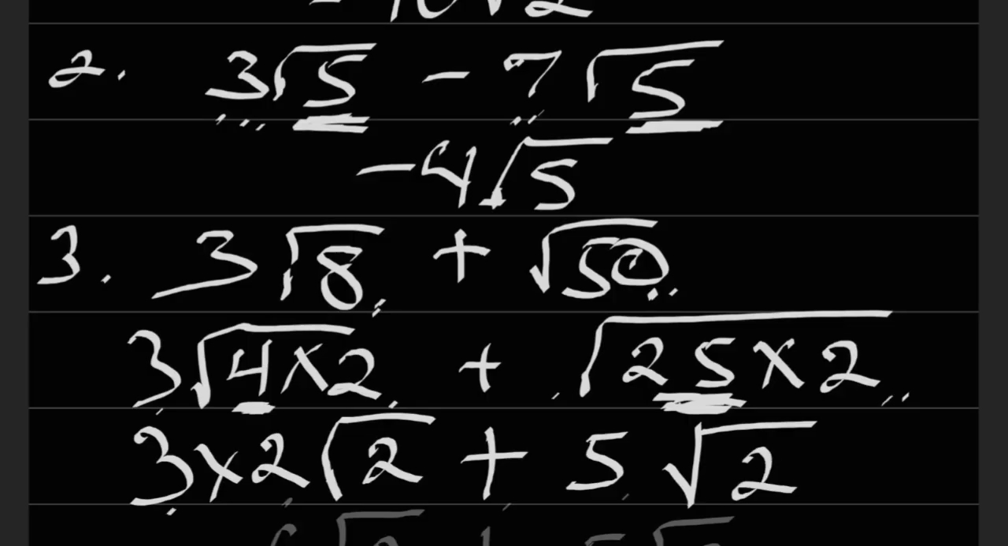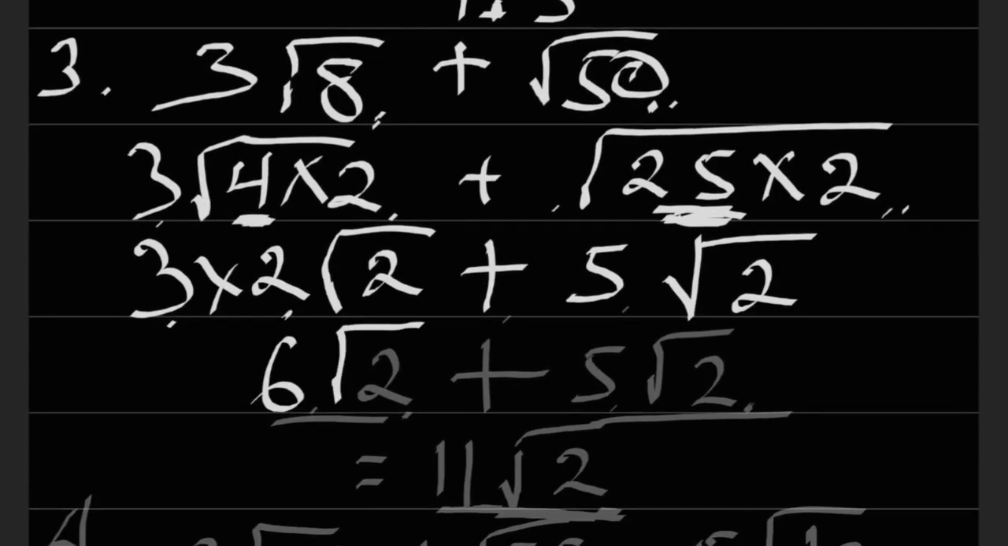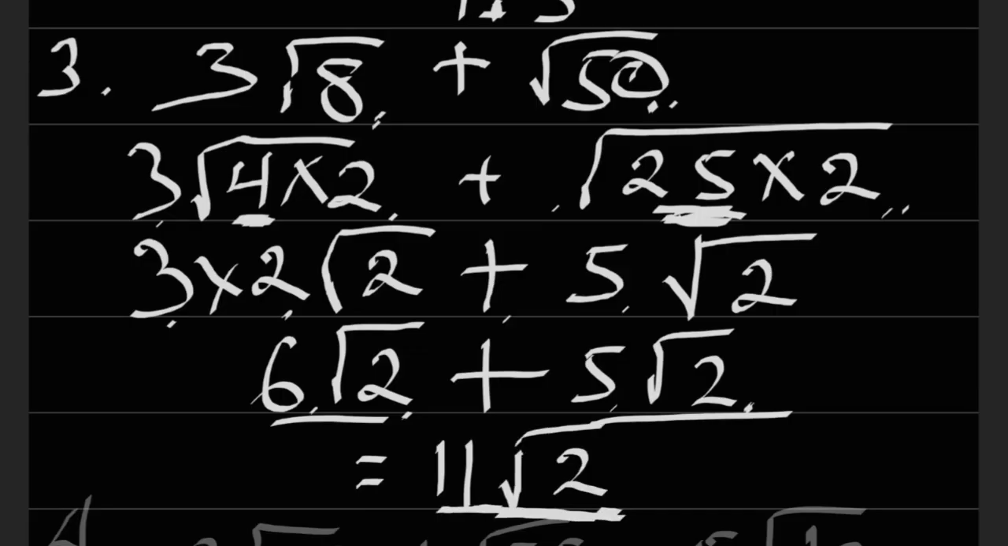So this 3 times 2 will give us 6 root 2, and this is our plus, and this is our 5 root 2. At this point, we can see that the 2 numbers are like terms. What makes them like terms? The numbers inside the roots are the same. So since the numbers inside the roots are the same, we can add these numbers. So in the addition, 6 plus 5 is 11. So what will be our final answer, class? Our final answer will be 11 root 2. 11 root 2 is our final answer.